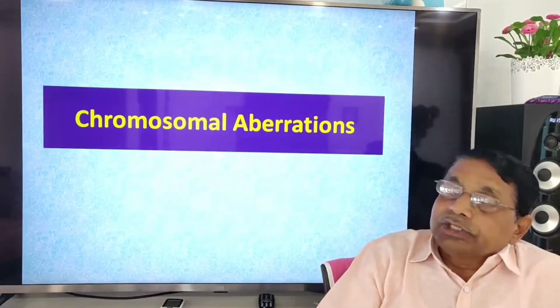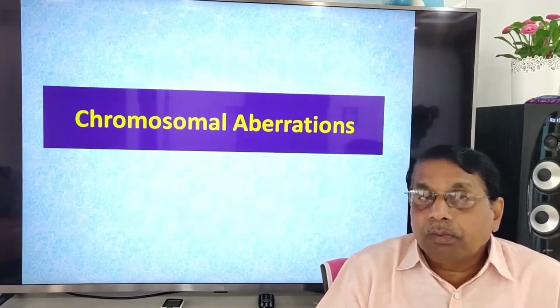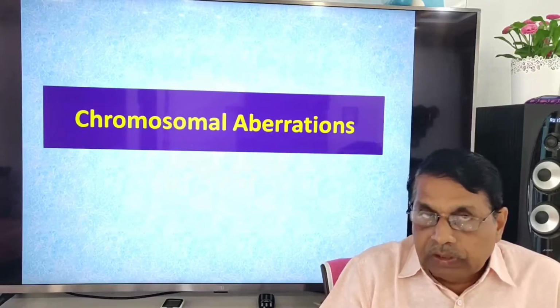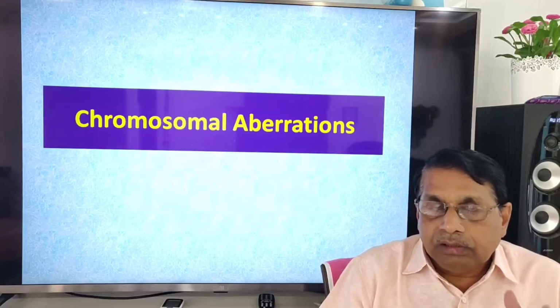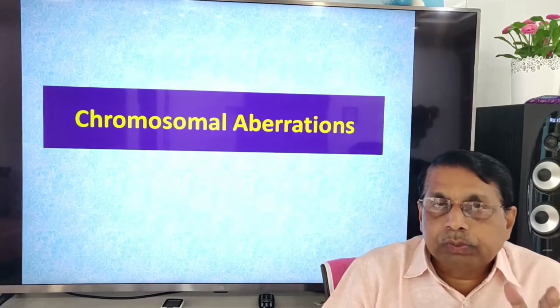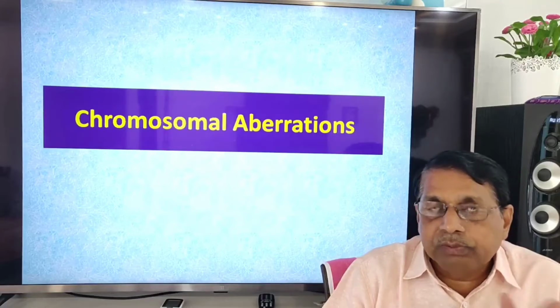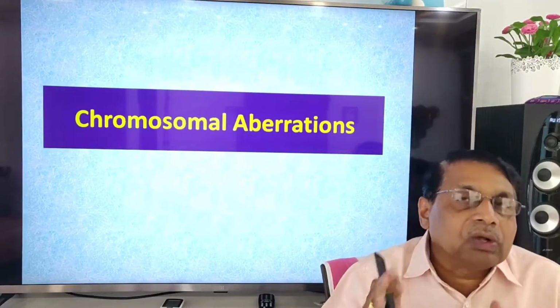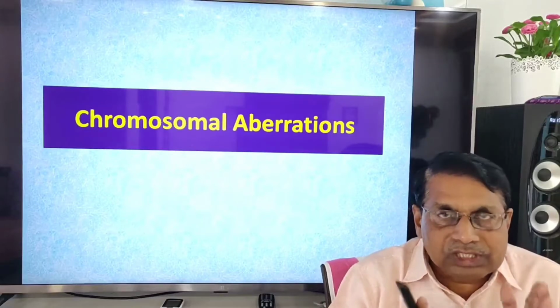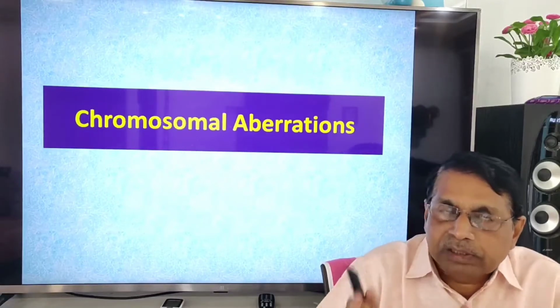Chromosomal aberrations, abnormalities. Aberrations means abnormalities. So you take a human being, male, for example: 22 plus XY, female 22 plus XX. This should be the normal. So in all the 22 chromosomes, the structure should be normal. The number is normal.